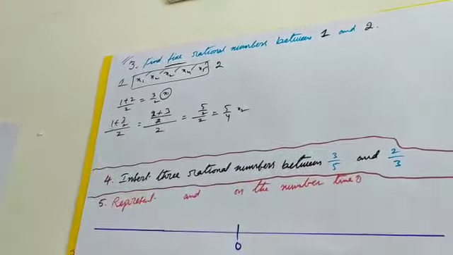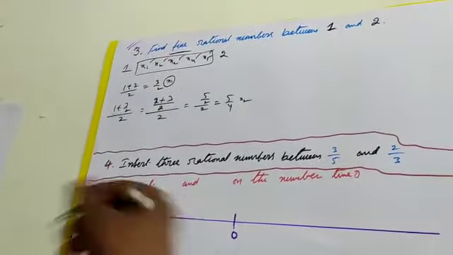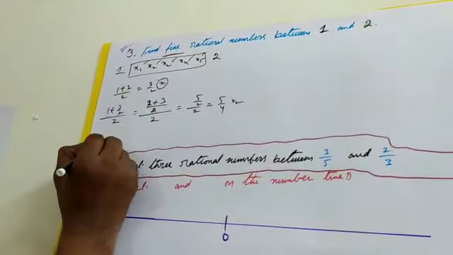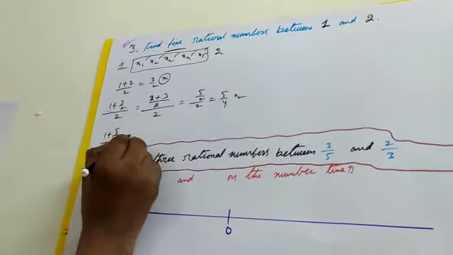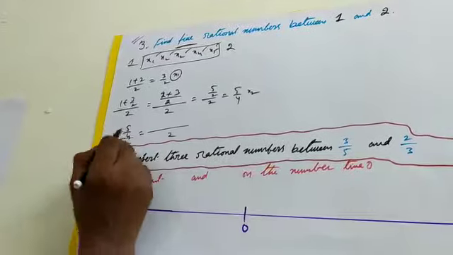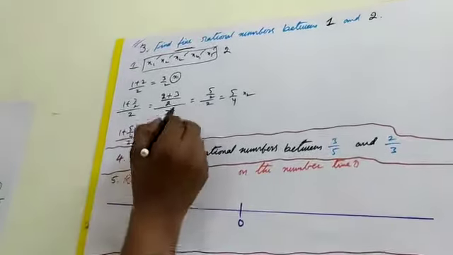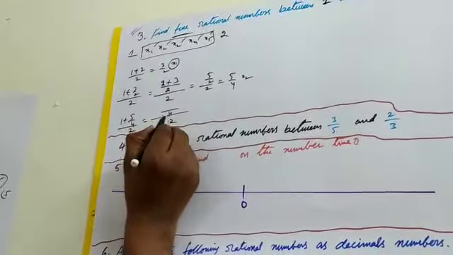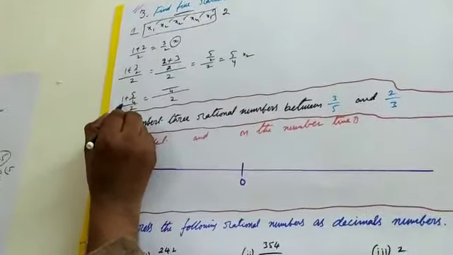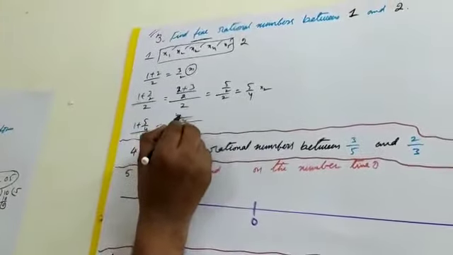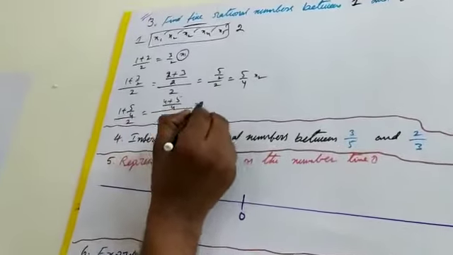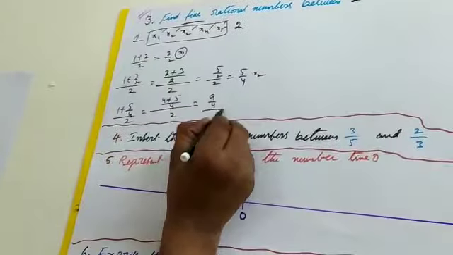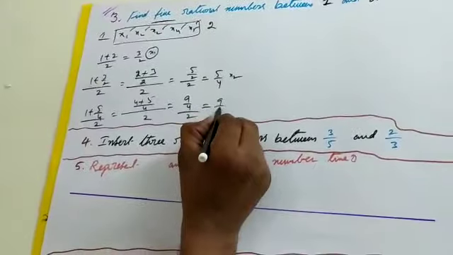This is x2. Next also, repeat: 1 plus 5 by 4, divided by 2. What is the LCM of the denominators? 4. 4 by 4 into 1 is 4, plus 5, so 4 plus 5 is 9 by 4, whole divided by 2. That is equal to 9 by 8.